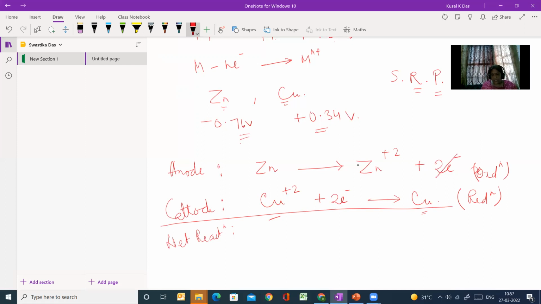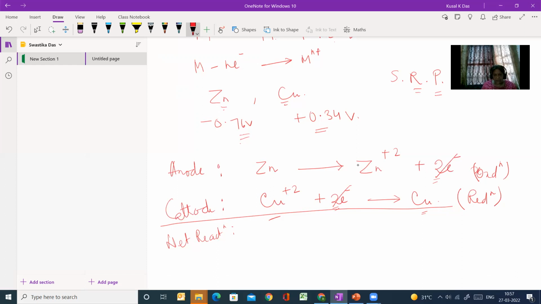You must add these two equations. These two electrons are liberated and two electrons are accepted. Always remember, whenever you are writing this kind of reaction, you must see that however many electrons are liberated at the anode, that many electrons are accepted at the cathode. If not, you will have to multiply these equations and balance the reactions, just like algebraic equations.